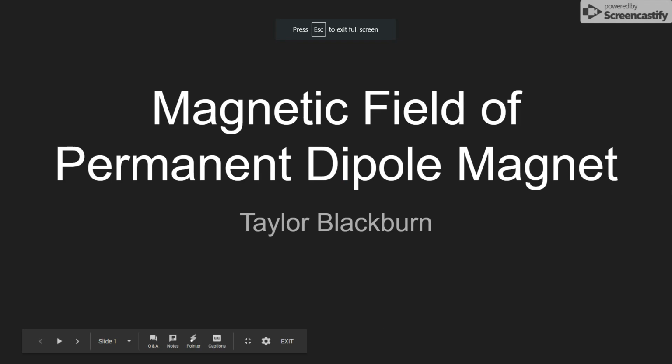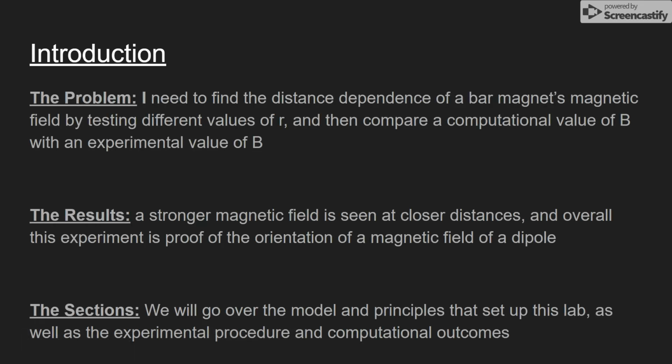This is the magnetic field of a permanent dipole magnet lab. The problem here is that I need to find the distance dependence of a bar magnet's magnetic field by testing different values of R and then compare a computational value of the magnetic field with an experimental value of magnetic field. The results are that a stronger magnetic field is seen at closer distances, and overall this experiment is proof of the orientation of a magnetic field of a dipole.